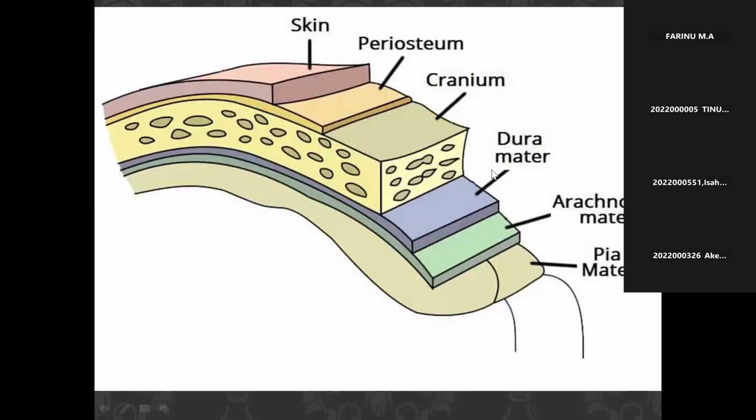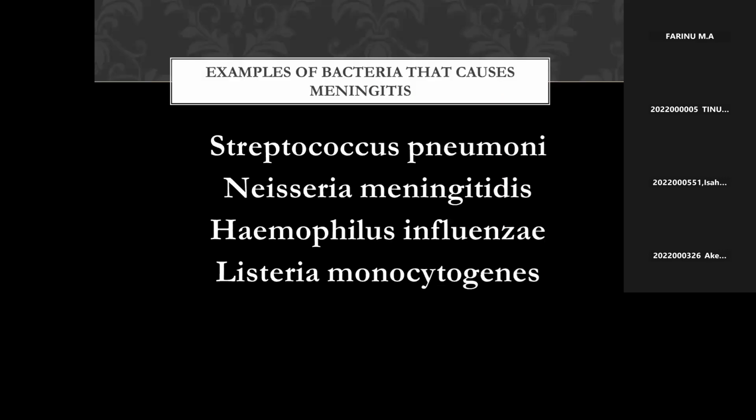This is another diagram for you to have a better understanding. You can see that this is like a section of the brain, the skull, shown in section. So you can actually have a better view here. You can see the dura mater, the arachnoid, and the pia. So that's just for you to have a better understanding.